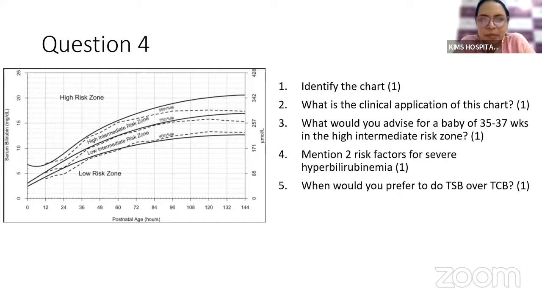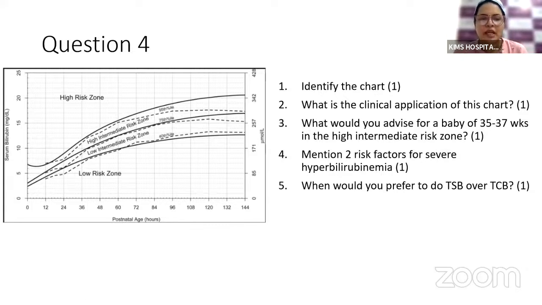So we have discussed PPHN in the earlier scenario. We move on to the next question. What is this chart? Identify the chart. What is the clinical application? What would you advise for a baby between 35 to 37 weeks in the high intermediate risk zone? Mention two risk factors for severe hyperbilirubinemia, and when would you prefer to do a TSB instead of TCB?